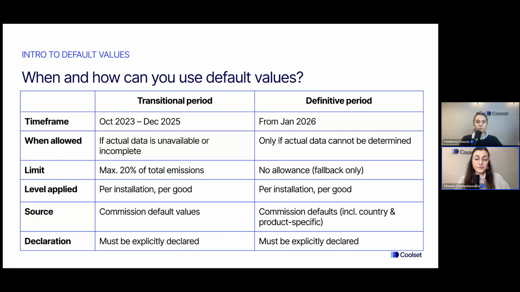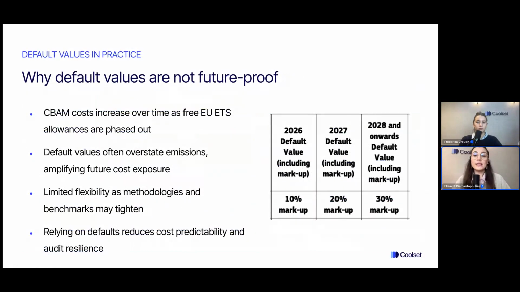We also see that the level in which they are applied is more specific, and we also see that one thing that these two have in common is that regardless of if you're in the transitional or definitive phases, we have this expectation that you declare if you have used any default values and the reasons why essentially you couldn't obtain the actual data. Now, it is important to mention what default values are, and they are not built to have a future-proof way for you to keep doing your reporting essentially on CBAM.